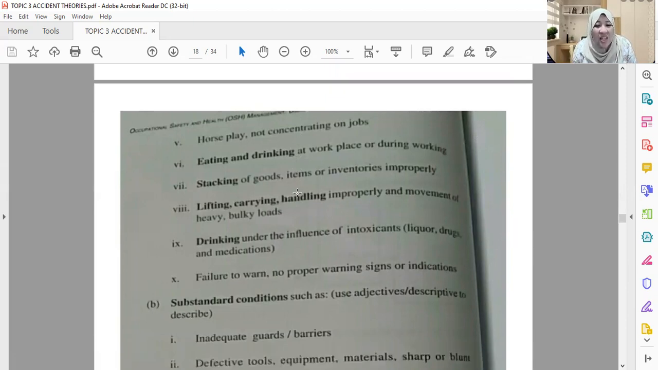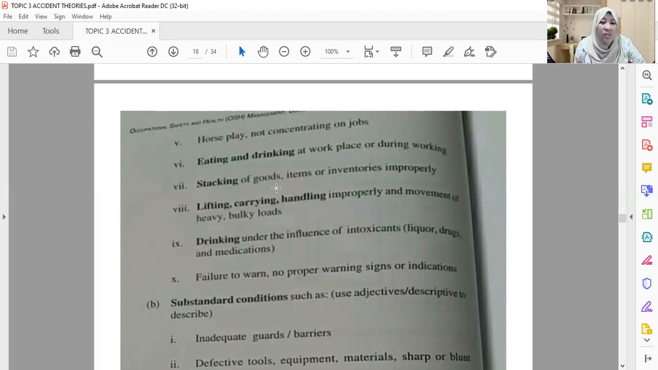Okay. And then eating and drinking at the workplace or during working. For example, you drink, but you don't actually realize that you're dripping. Sometimes they have water, okay, dripping, right? And then it goes to certain machinery and it becomes an electric shock due to that. So a small thing for you is a small thing, but it can have a larger effect.